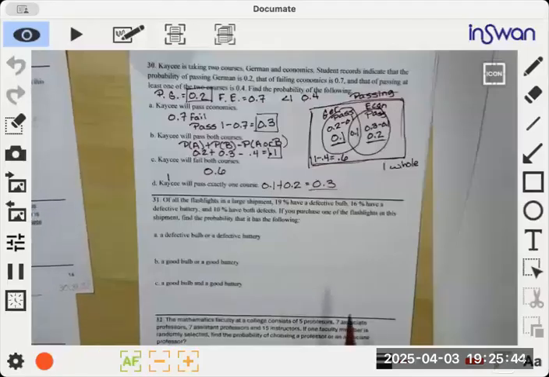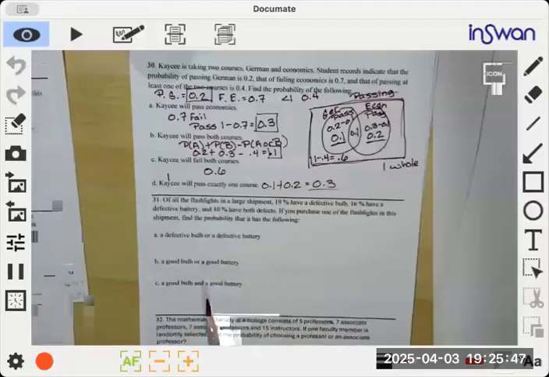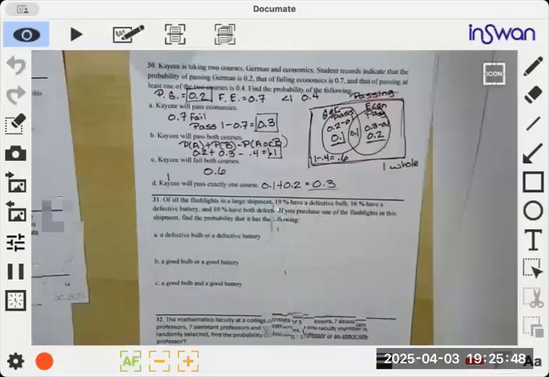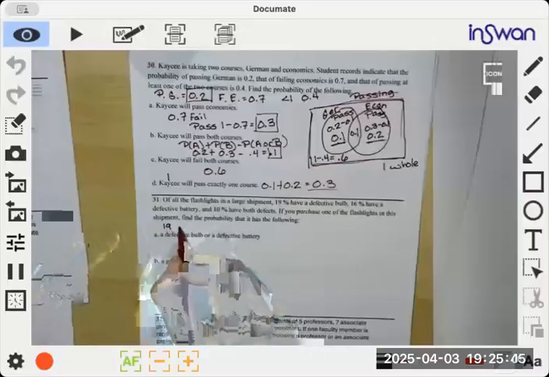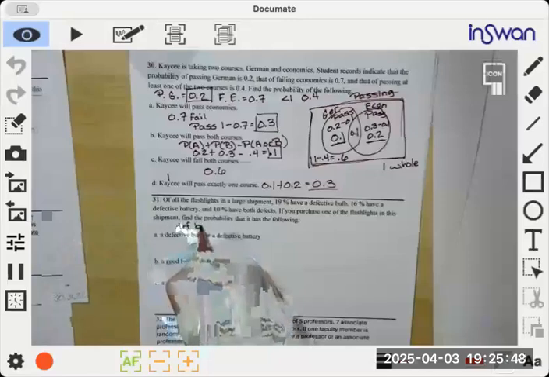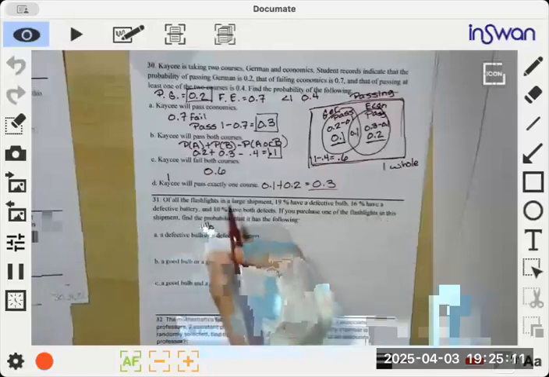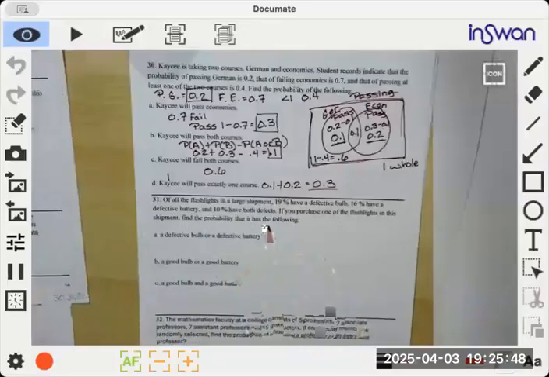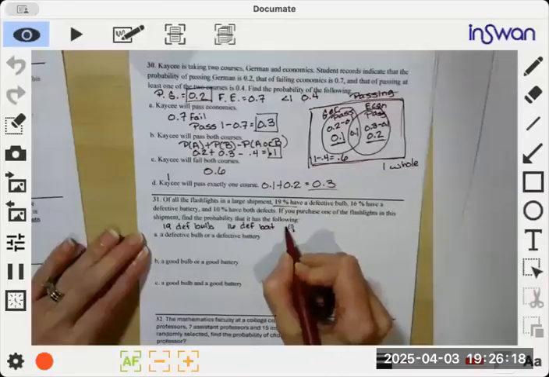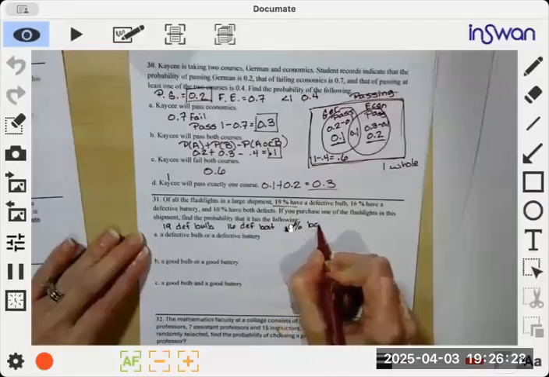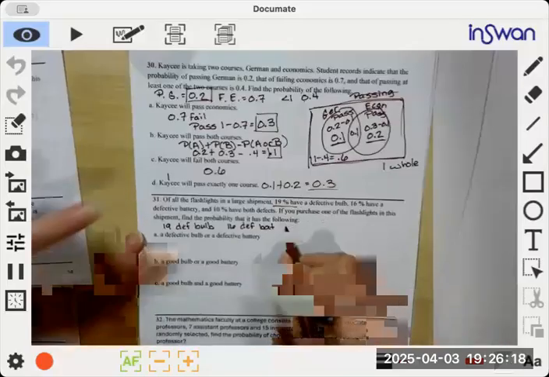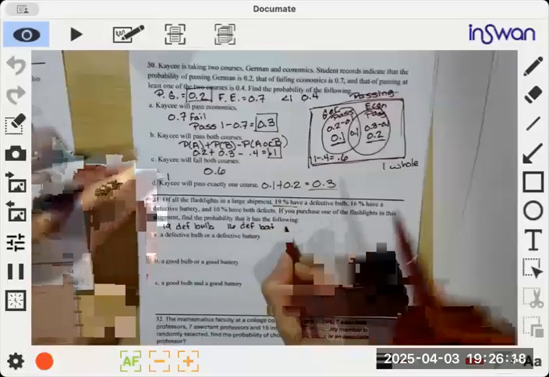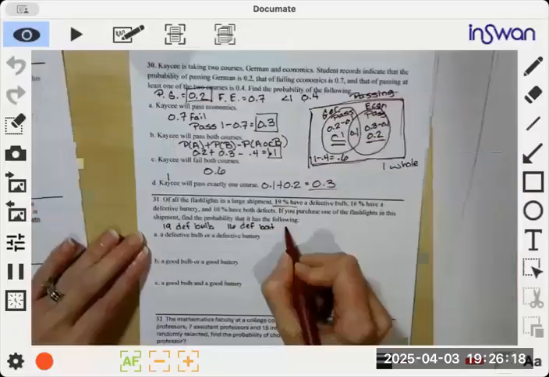So let's look at the next problem. Let's do this defective bulb thing. Of all flashlights in a large shipment, 19% have a defective bulb. 16% defective battery. And 10% have both. So given this defect, and that 10% have both, I can go right to this formula here.